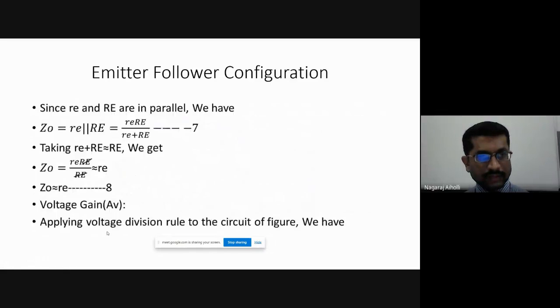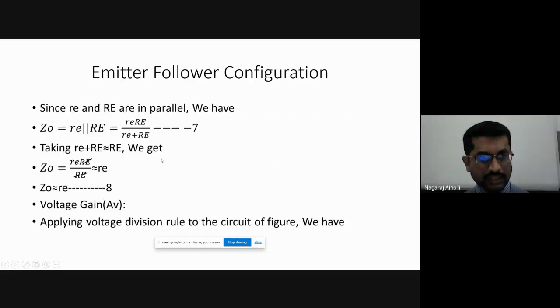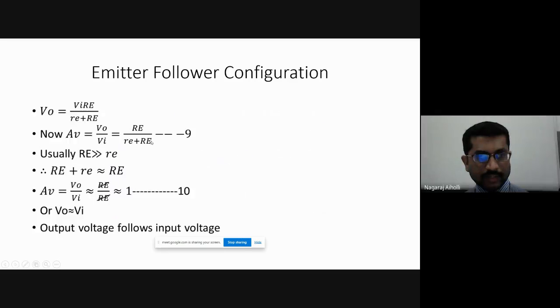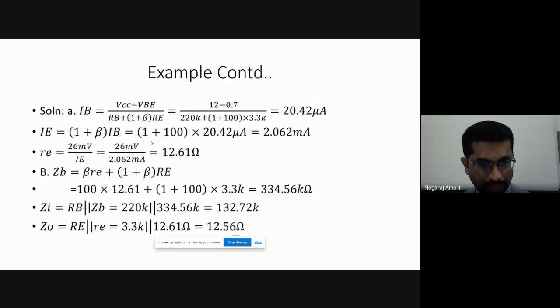Here Z0 is re parallel capital RE. After making Vi 0, we got Z0 as small re parallel capital RE, right? That is, Z0 main equation is small re parallel capital RE, that is small re into capital RE, divided by small re plus capital RE.